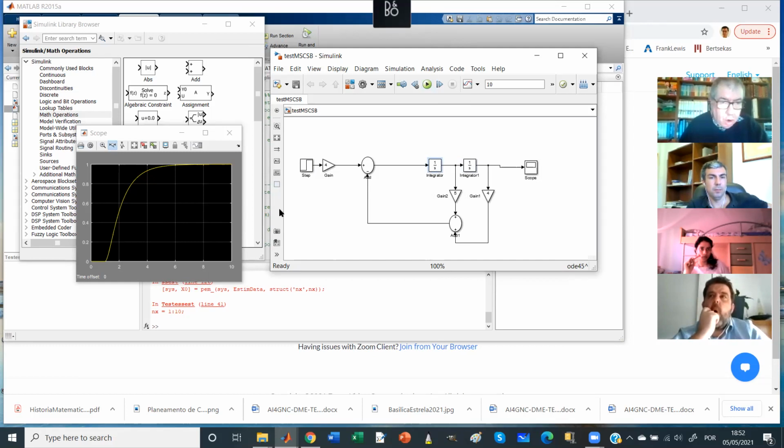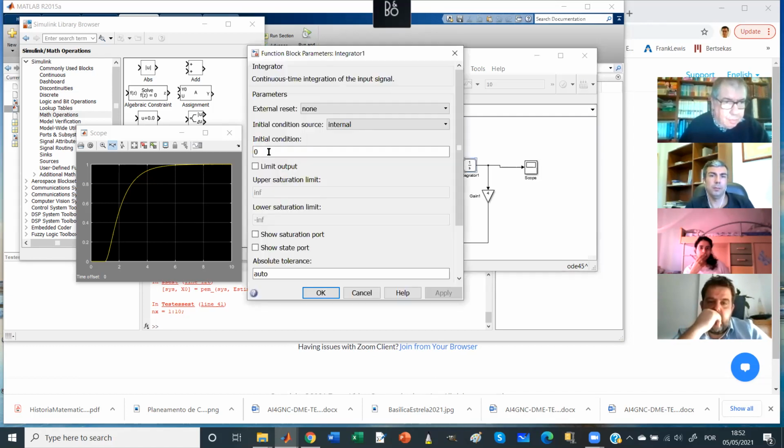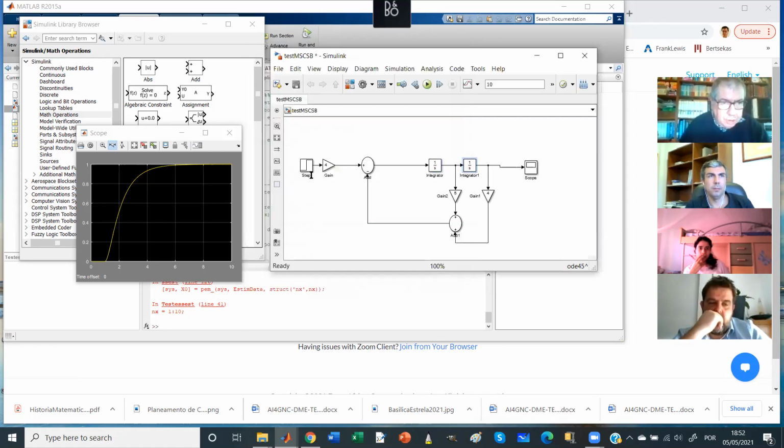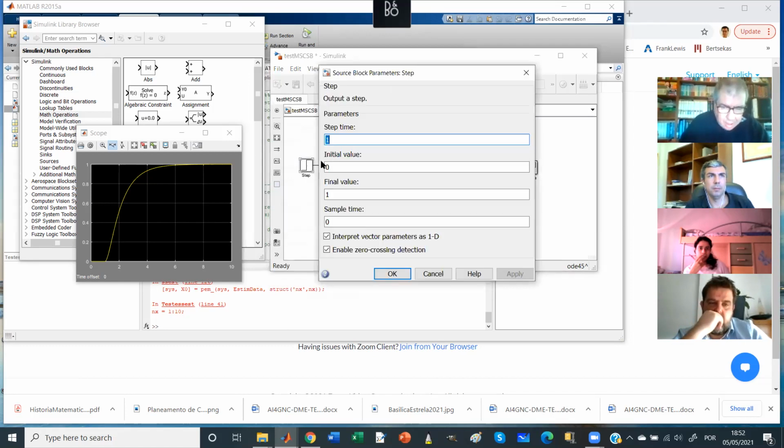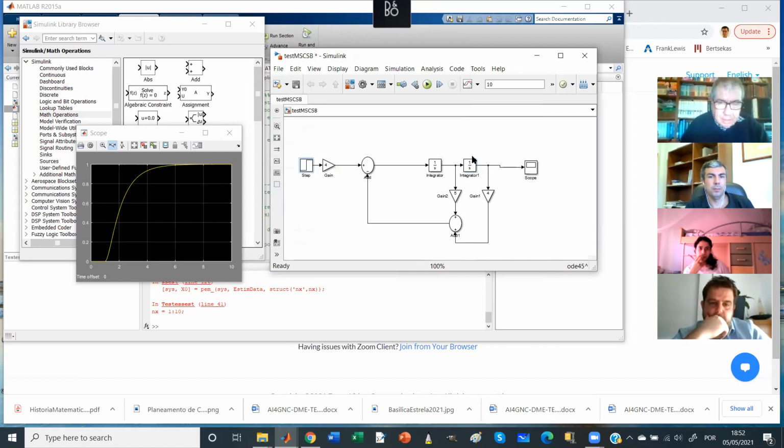Or you can say, suppose that in another experiment, I start with 0 initial position at position 1. So I put 1 in the initial condition for the position, and I put 0 on the step. So nothing is coming from the reference, okay? But you are stabilizing things. So you will decay from 1 to the 0 position, which is the reference position.